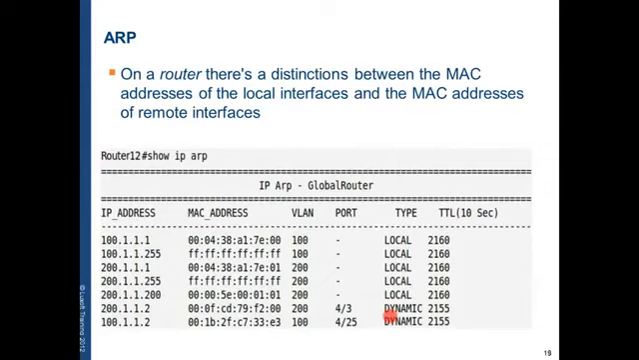On a router, we have the distinction between local and remote interfaces. Here we have the same as with the MAC table. We have a local IP with a local MAC address. Here it is. And we have a remote IP with its MAC, and it's learned by port. And it is said that it's dynamic.